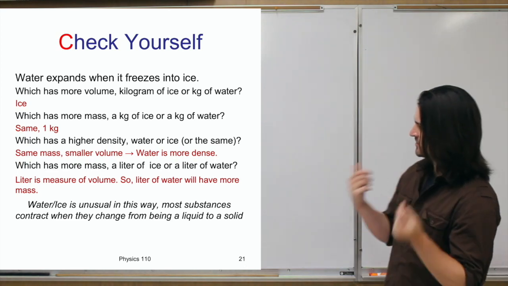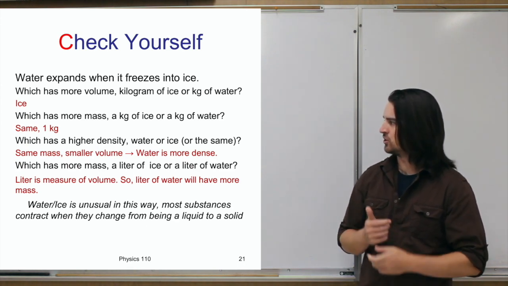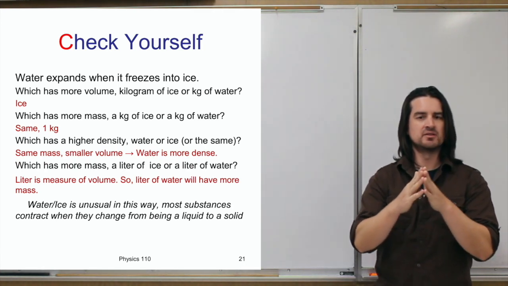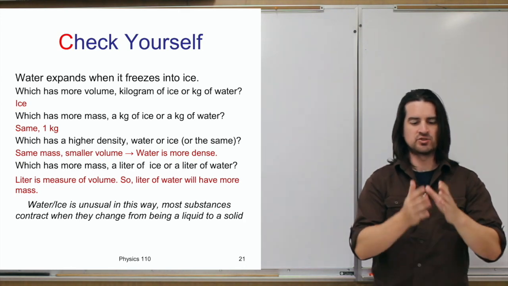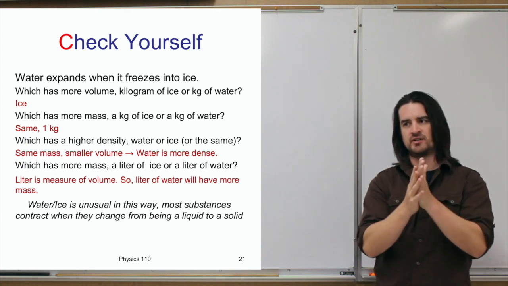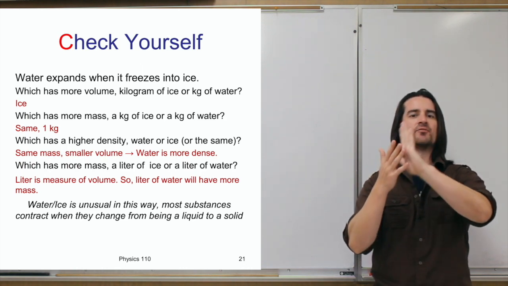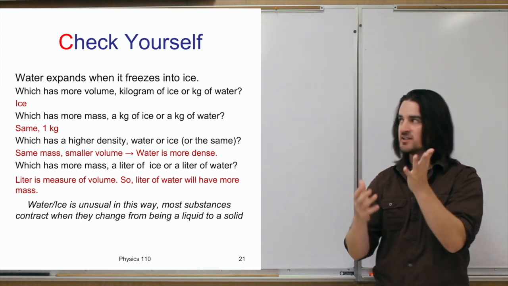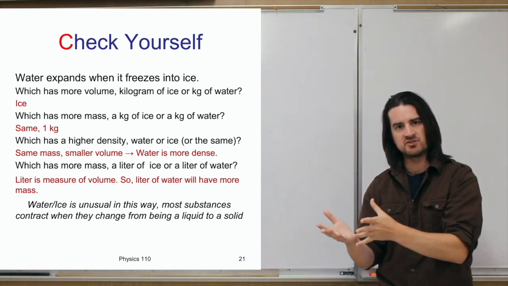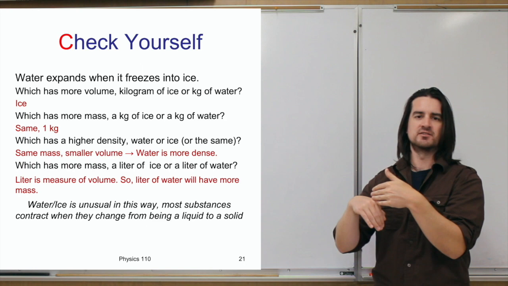Which has a higher density, ice or water? Or is it the same? Well, remember that density is mass divided by volume. If we take the same mass, a kilogram, and divide it by the volume of water, and then think about dividing by the volume of the ice, remember the volume of the ice is a little bit bigger. So when you're calculating the density of the ice, the denominator is slightly larger, meaning the overall density is lower.